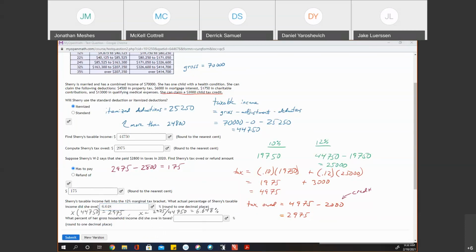All right, and then the last one, what percent of her gross household income? We do the same thing, except instead of using her taxable income, we use her gross income of 70,000. So X times 70,000 equals 2,975. So X is 2,975 divided by 70,000. Okay, and I get 4.25%.